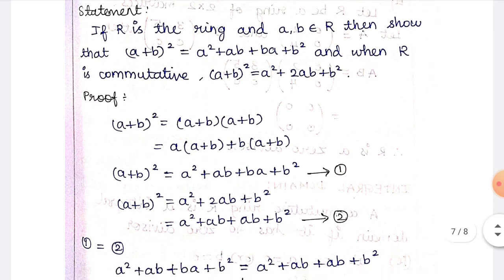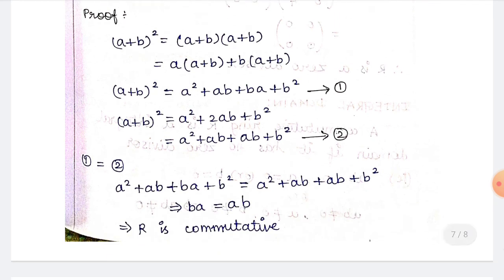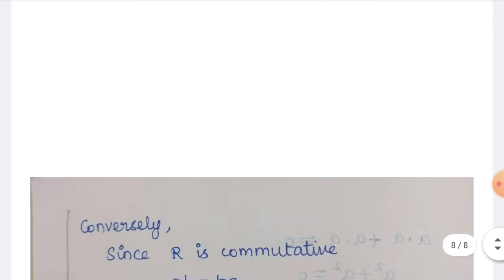So in equations 1 and 2, the left hand side is equal, so the right hand side is also equal. So a square plus ab plus ba plus b square is equal to a square plus ab plus ab plus b square. Using the right cancellation law and left cancellation law, we cancel a square, ab and b square. So this implies ba is equal to ab. Therefore R is commutative.